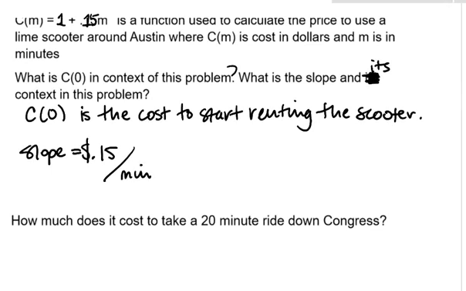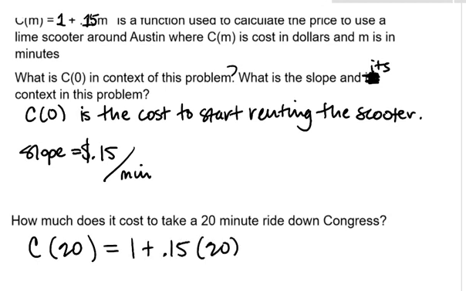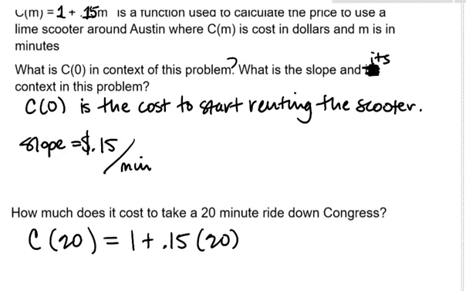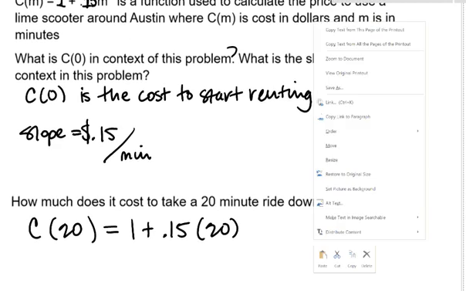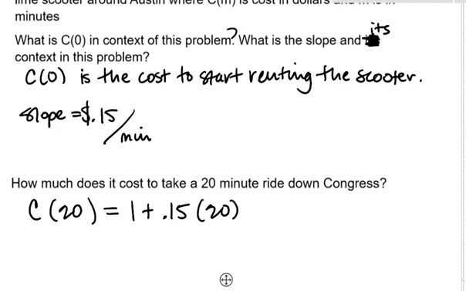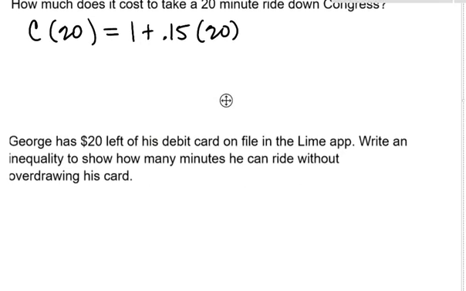How much does it cost to take a 20-minute ride? Well, that'll be C of 20, which is going to be 1 plus 0.15 times 20. That's something you can do with a calculator.